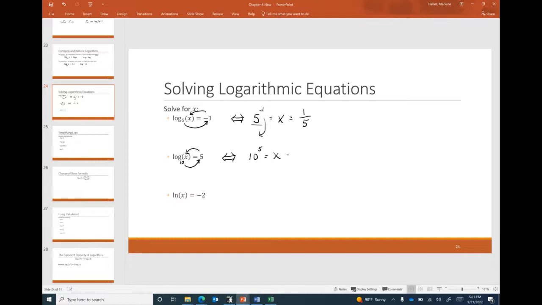Well, what's 10 to the 5th power? Let's see, that's 10 with 5 zeros on it, right? So there's 10. Now let's add 5 zeros. 1, 2, 3, 4, 5. Okay, 10 to the 5th power is 1,000,000.